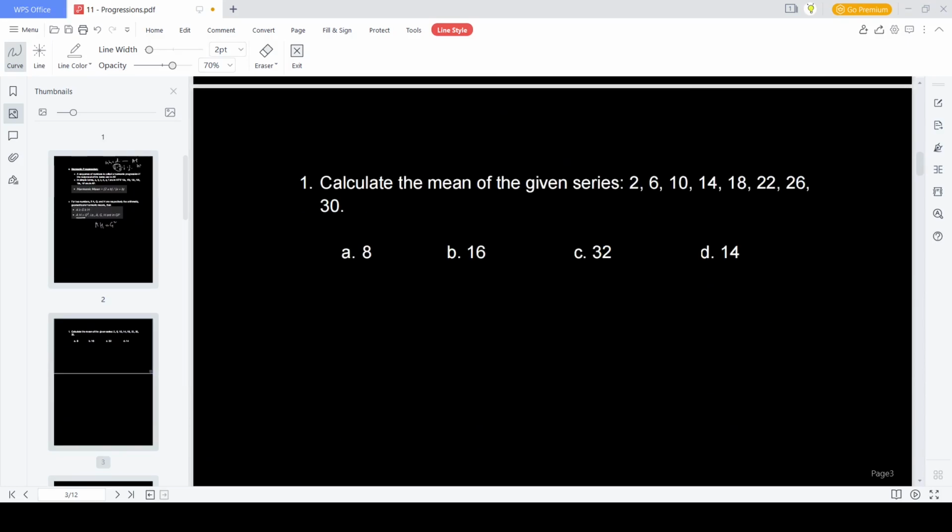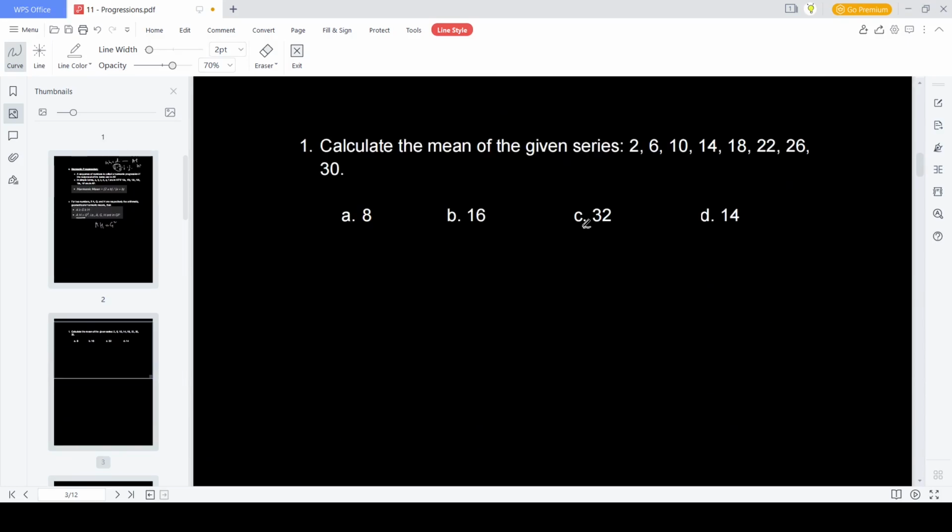We'll start with the questions. Calculate the mean of the given series. First is identifying which series it is. Here the difference is 4, 4, 4. Hence we know it is an arithmetic progression. Next is identifying how many terms are there in the sequence. The nth term is 30. The first term a is 2, and the common difference is 4.